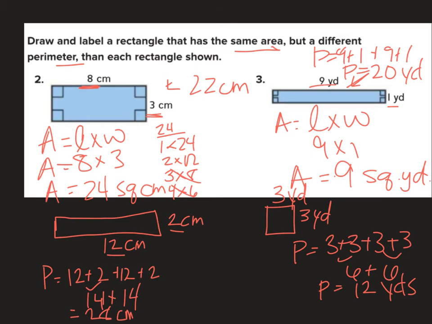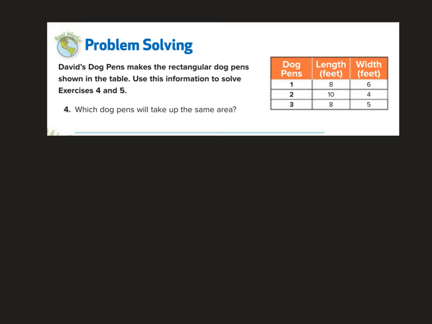Okay, let's try some more. David's dog pens use the rectangular dog pens shown in the table. Use the information to solve exercises 4 and 5. Which dog pens will take up the same area? Okay, so we're looking at 8 times 6 because area is length times width. For dog pen 1, area equals 8 times 6, so our area is 48.